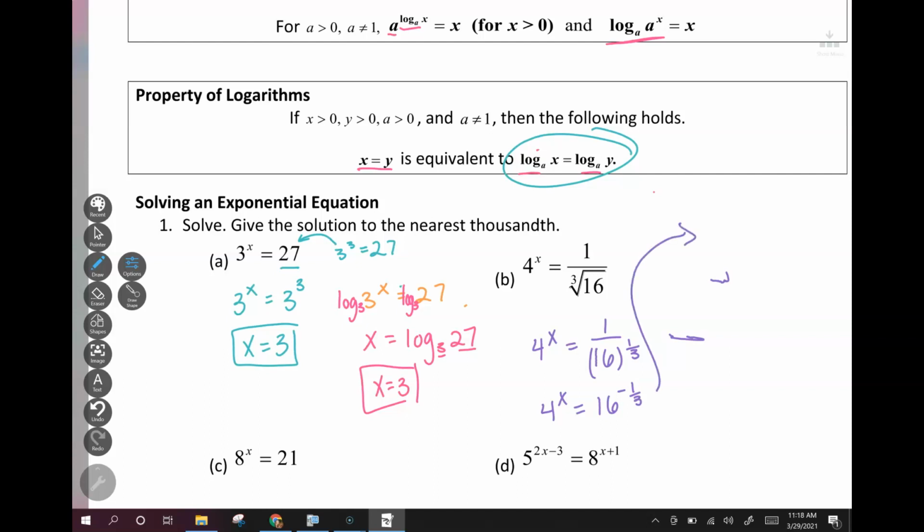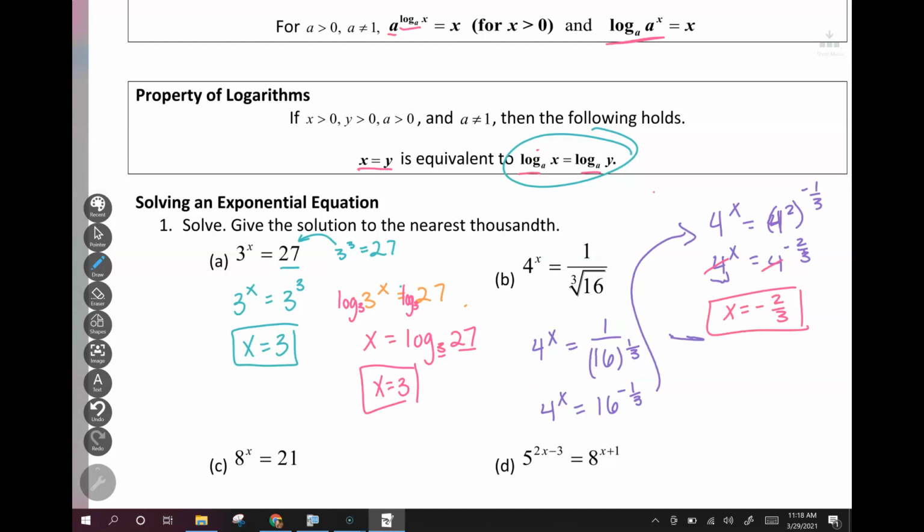All right, and now since 4 squared is 16, I can change the 16 to 4 squared. So I have 4 to the x equals 4 squared to the negative 1/3. Just changing the 16 to a 4 squared, since those are equivalent. Now, a power to a power you would multiply, so that's 4 to the x equals 4 to the negative 2/3. And since our bases match, you've got x equals negative 2/3.